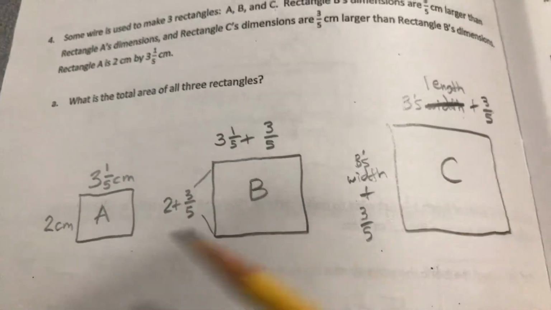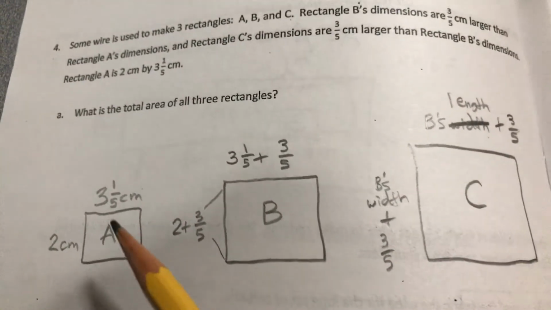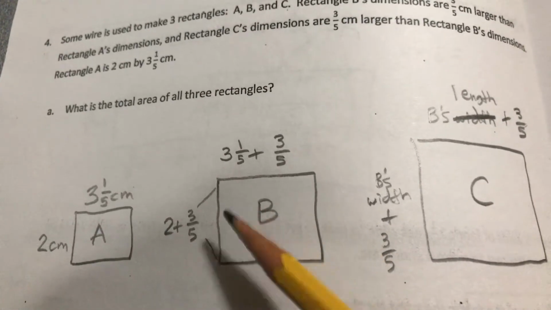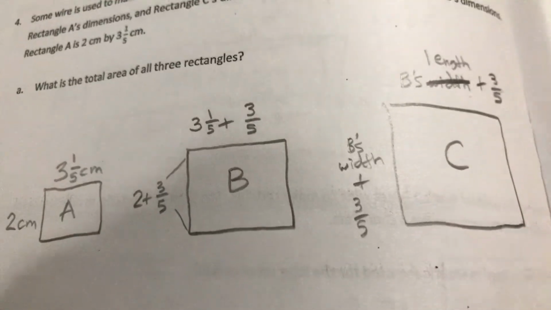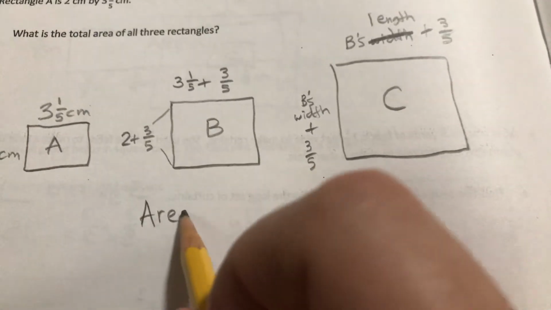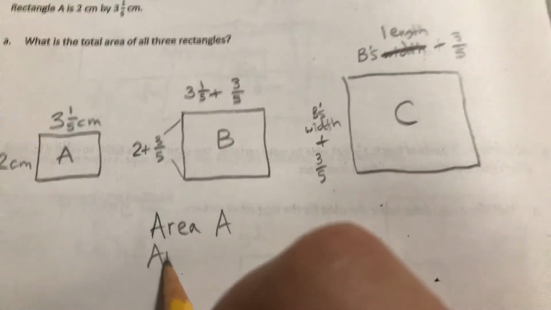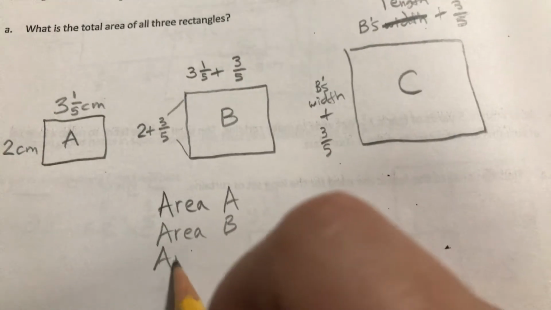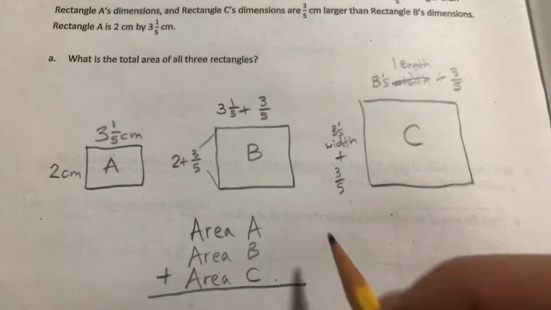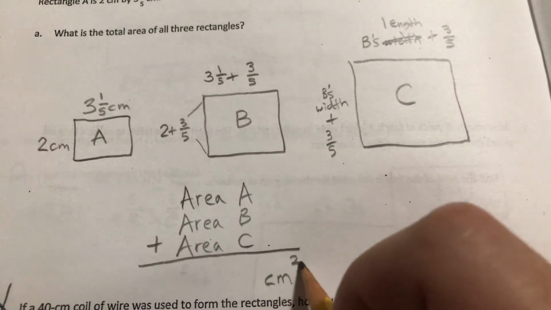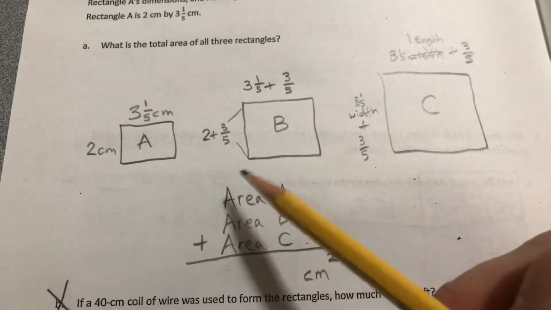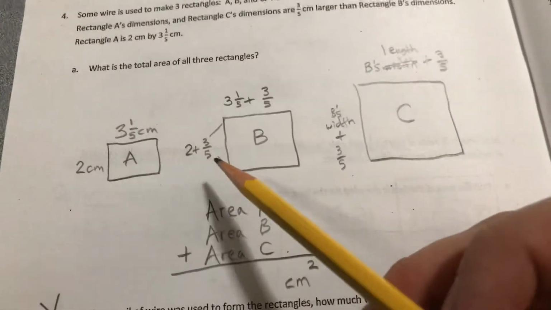Once you get these dimensions, then you're going to have to multiply to figure out the area of A, multiply to figure out the area of B, and then multiply to figure out the area of C. Then when you do that, in the end, you're going to take your area for A, area for B, and area for C, and then add them all up to get your final answer, and your final answer is going to be centimeters squared. So I gave you a little jump start on this problem here, and it's your job to do the rest.